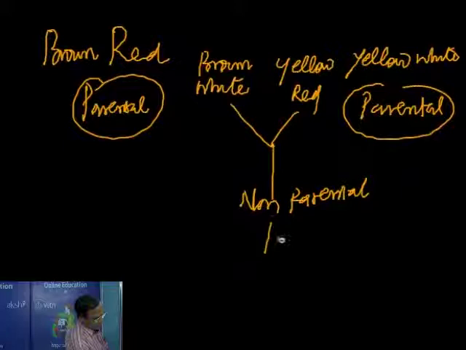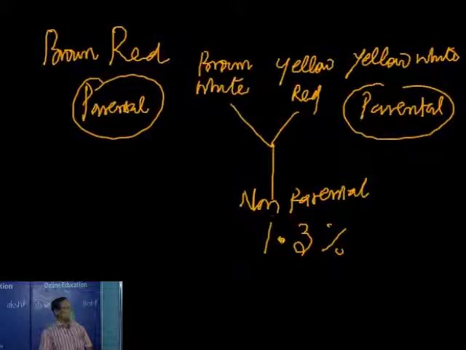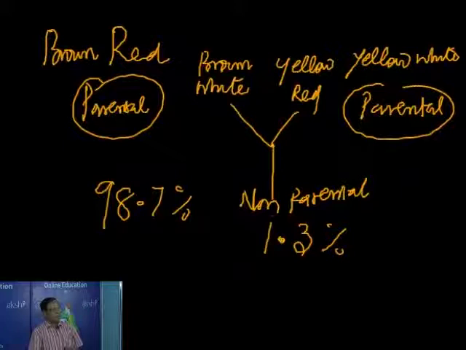The non-parallel combinations are only 1.3%. The parallel combinations constitute nearly 98.7%. That indicated that the genes, namely the body color genes and the eye color genes, are present on the same chromosome and are integrated together. So we have an increased number of parallel combinations, and the recombinant varieties are only 1.3%, namely brown white and yellow red. And from these results he proposed this, and another experiment also he did.